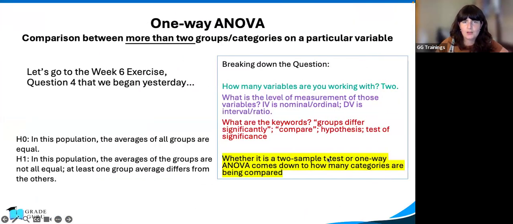Let's go. All right, the one-way ANOVA. So I like to think of the one-way ANOVA as an extension of the two-sample t-test. So if the two-sample t-test was comparing two groups on a variable, so comparing Dutch and international on their GPA, a one-way ANOVA is just that, now you want to compare more than two groups.